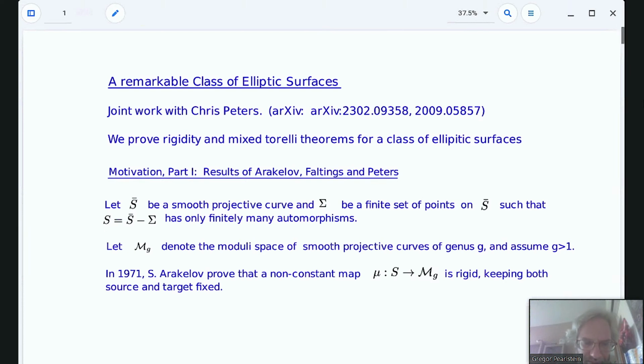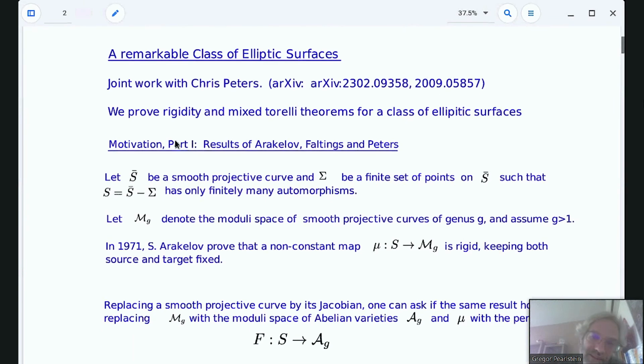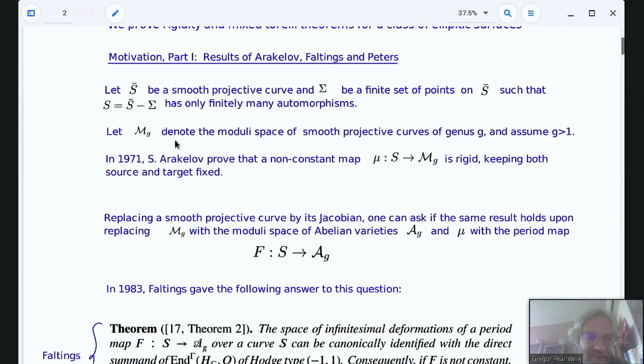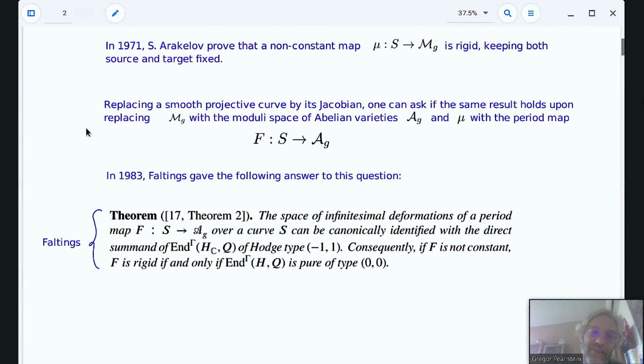Arakelov proved in 1971 that if we had a non-constant map mu from S to M_g, then that is rigid, keeping both the source, which is the curve S, and the target, M_g, fixed. Now there's an obvious question you can ask, because a curve is very close to being its Jacobian, so you could replace curves by Jacobians, and the same result holds after you replace M_g by the moduli space of abelian varieties, A_g.